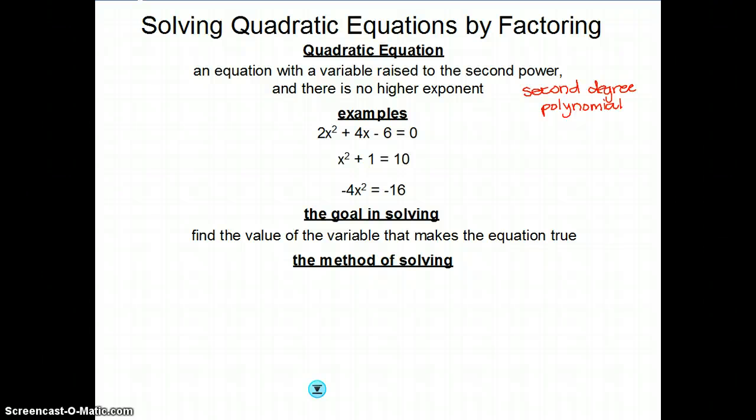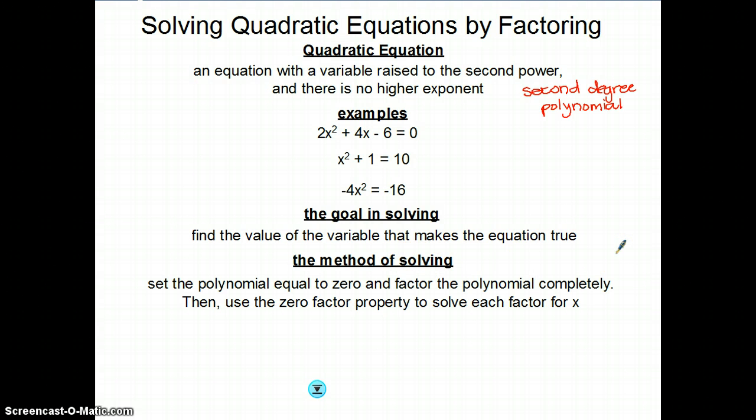When you are solving quadratic equations, your goal, as in any other equation, is to find the value of the variable that makes the equation true. Our method to solve is we are going to first set the polynomial equal to 0, and then factor the polynomial completely, as we've been discussing throughout this unit. Once we have factored the polynomial completely, we're going to use the zero factor property, as we did on the previous slide, to solve each factor for x.